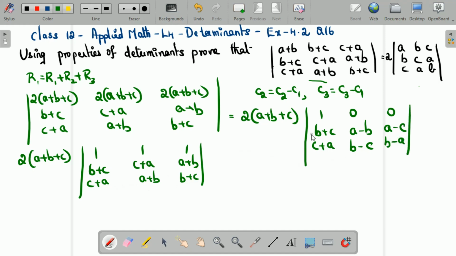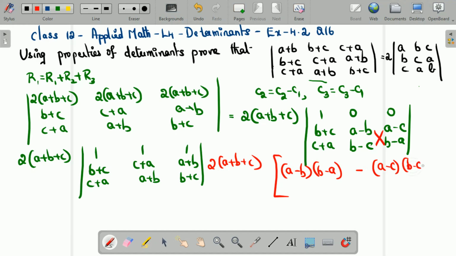Now that we have made the simplification, we are going to expand this determinant along the first row. So what will happen is 2(A + B + C). Now this is going to be cross multiplication. So it is (A - B)(B - A) - (A - C)(B - C). Now we are going to do the multiplication, expand along this value.